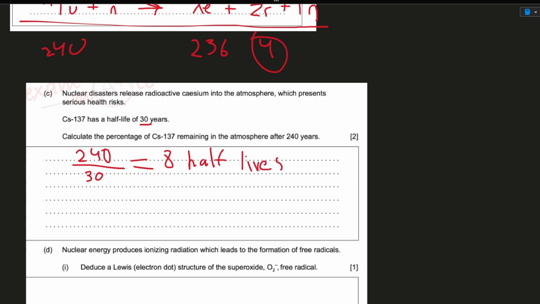In order to calculate the percentage that's remaining in the atmosphere, we can just take half to the power of the number of half-lives and then multiply that by 100 because we're dealing in terms of percentages. If I plug it into the calculator, that should give us 0.39%. So in total, there's 0.39% cesium-137 remaining in the atmosphere after 240 years.